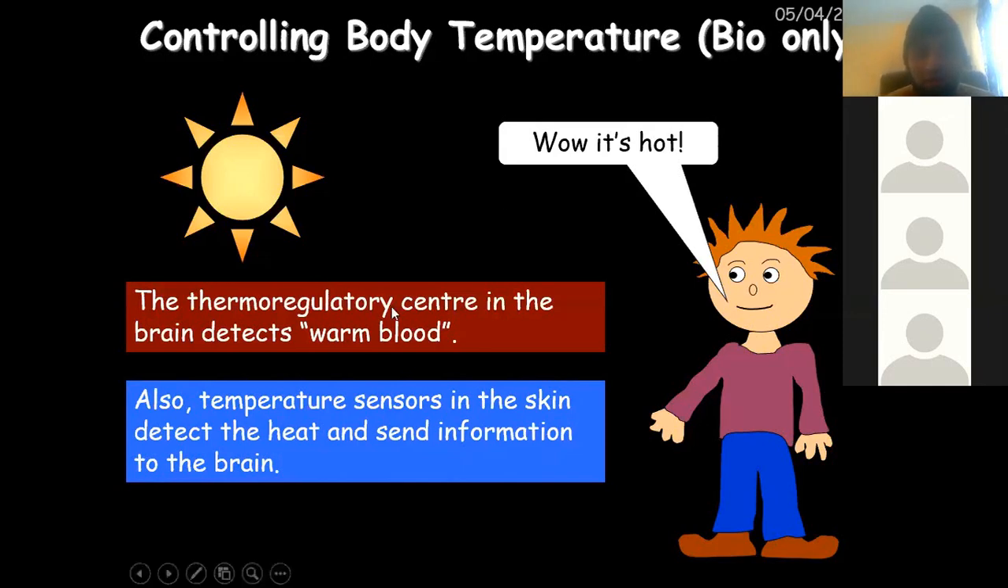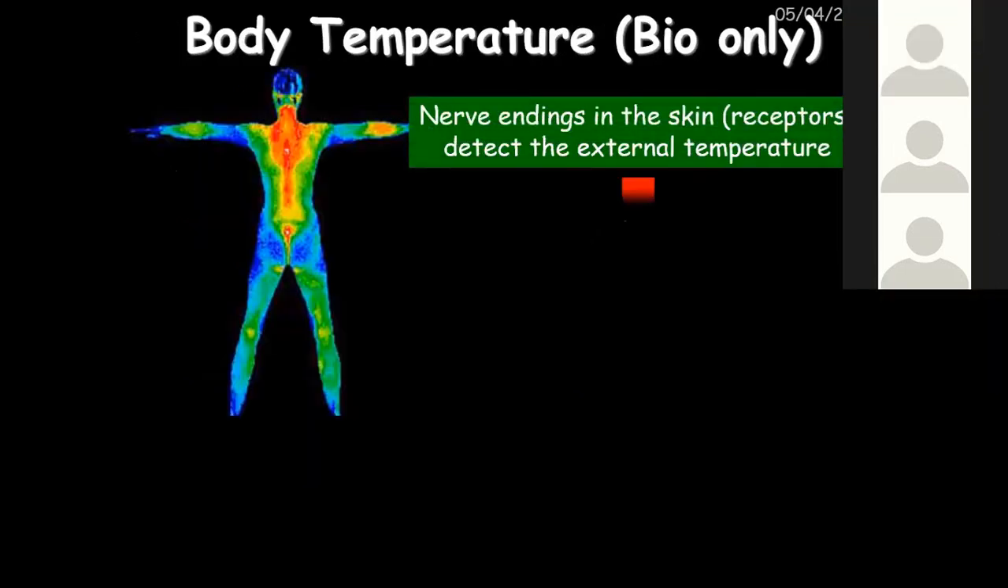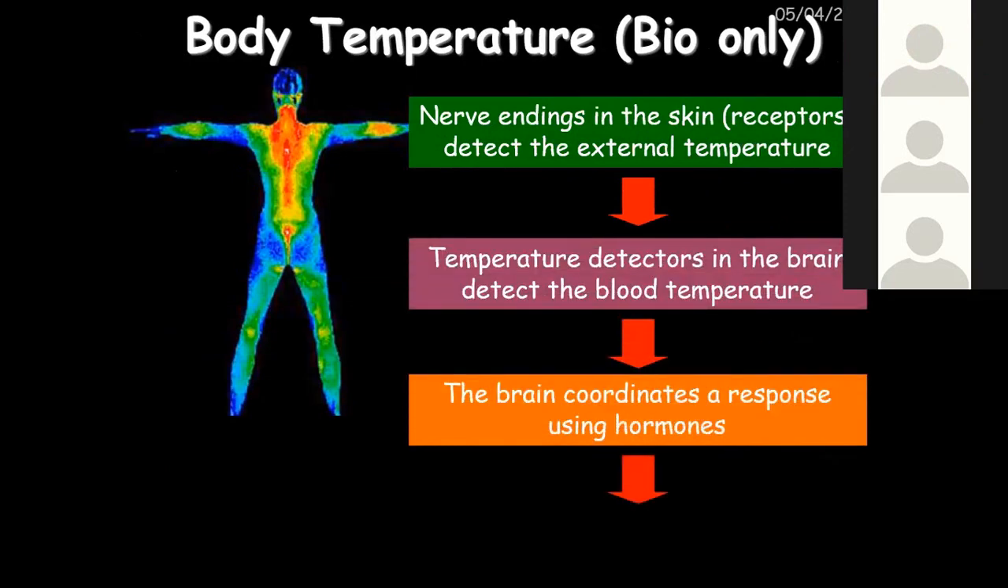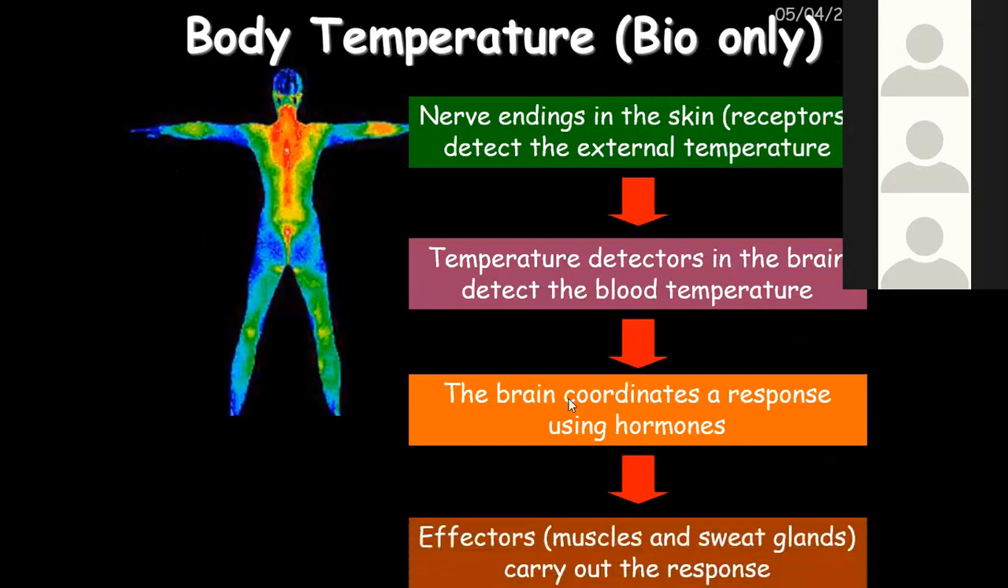So now, the next thing that happens, you guys can write that down. The nerve endings in the skin, the receptors, detect the external temperature. Temperature detectors in the brain detect the blood temperature. The brain coordinates a response using hormones. So this is important to copy because the hormones part is very important. The brain releases some hormones, some chemicals. And effectors, the sweat glands, carry out the response.